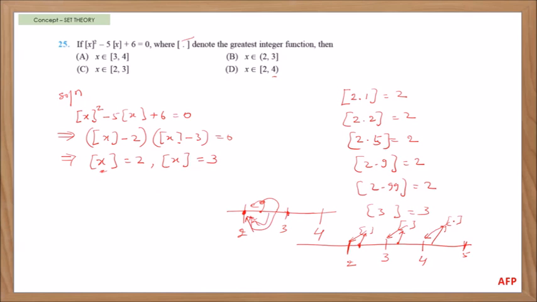Between 3 and 4, any number gives 3 as the answer, excluding this part and including 2. So all the values of x will satisfy these two conditions. This implies x belongs to [2, 4). Therefore this is the answer you have. D is the option.